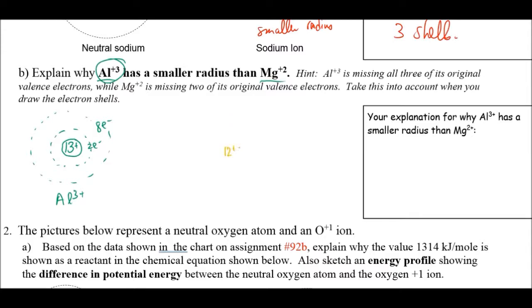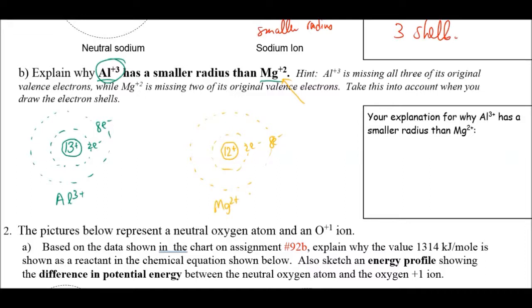Well, it's 12 protons. Its atomic number is 12. 2 electrons in the first shell. 8 electrons in the second shell. Once again, normally would have 2 electrons in the third shell if it were neutral, but it's the ion, so this is it. We're done. Mg2+.